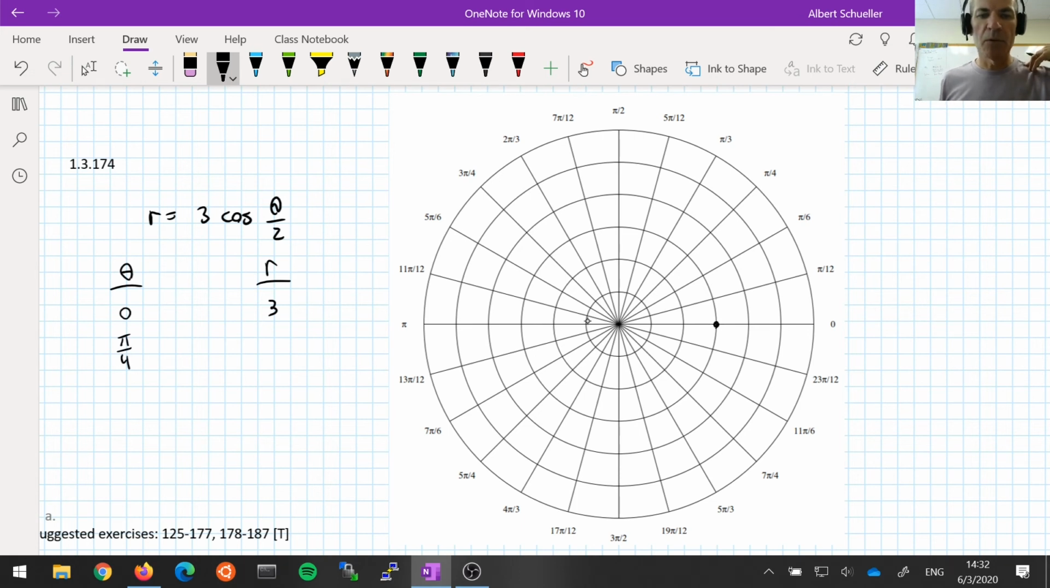So pi over 4, actually, no, I'm not excited about that one either because that gives me pi over 8, and I don't want to think about pi over 8. Let's try pi over 3. Okay, pi over 3 goes to pi over 6 here when you divide by 2. Cosine of pi over 6 is root 3 over 2, and then we have that extra 3 out front. Okay, what is 3 times root 3 over 2?